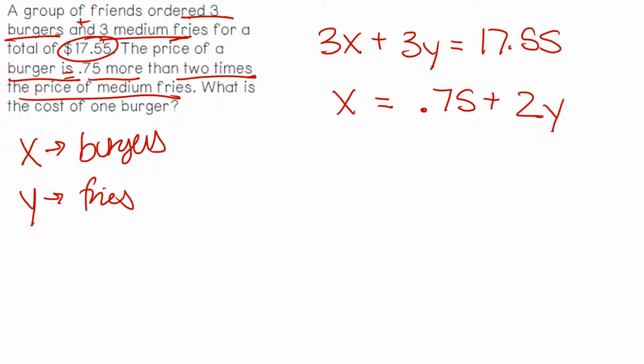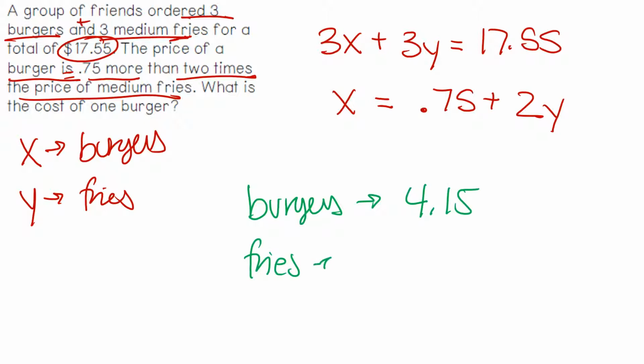When you solve it using either the substitution or elimination method, you should get the answer that for burgers, burgers cost $4.15. And for fries, they cost $1.70.